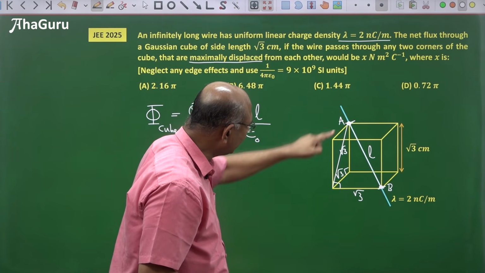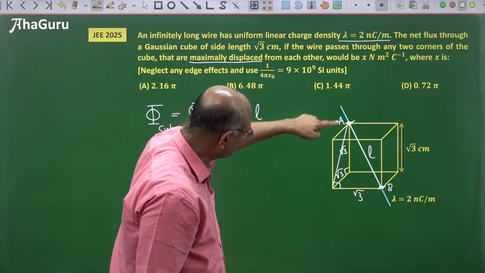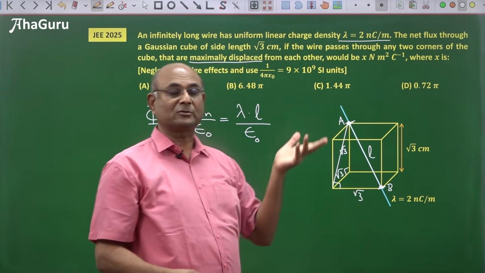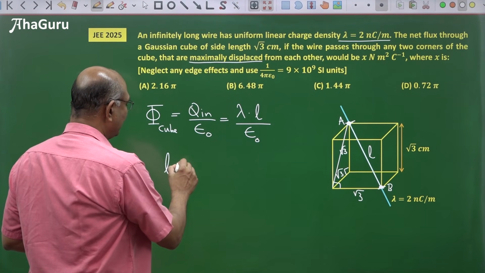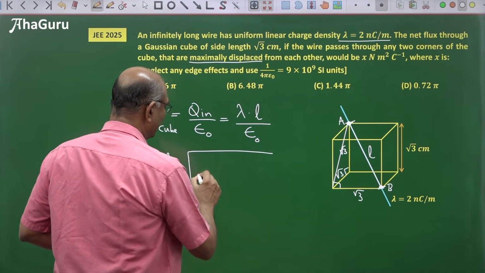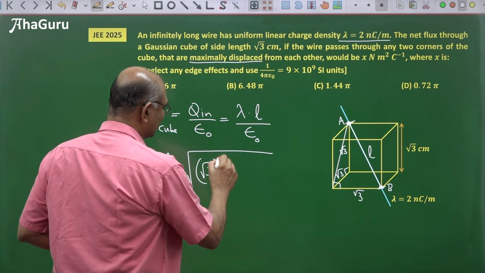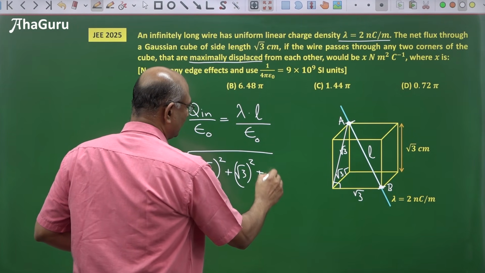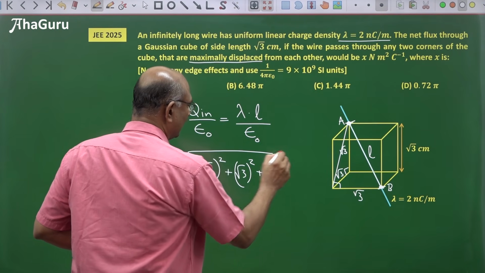You can say, okay, this is a right angle triangle. So this is √3 square plus √3 square, root of that. And then this square plus this square will give me L square. So either way, we will be able to say L is root of √3 square plus √3 square plus √3 square.